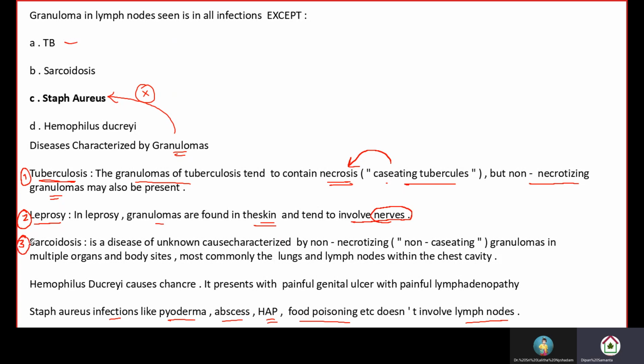Number three, sarcoidosis. This is a disease of unknown cause, characterized by non-necrotizing or non-caseating granulomas in multiple organs and body sites, most commonly the lung and lymph nodes within the chest cavity.